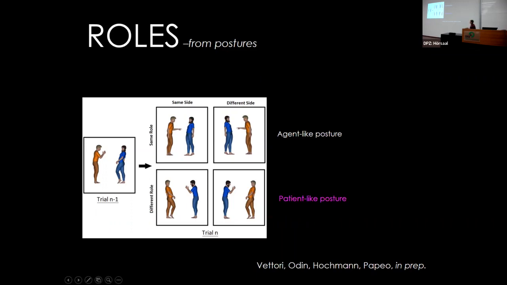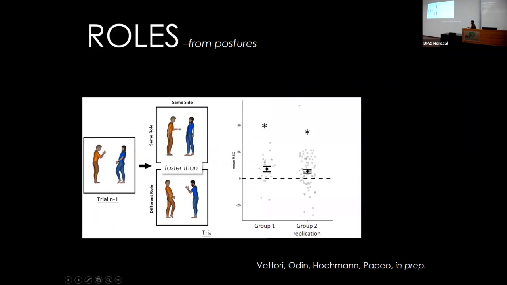The idea is that if subjects implicitly, automatically extract this information when they see this kind of stimuli, they would be slower in the next trial when there is a role switch relative to when there is no role switch. So this is the hypothesis. And this is exactly what we found.